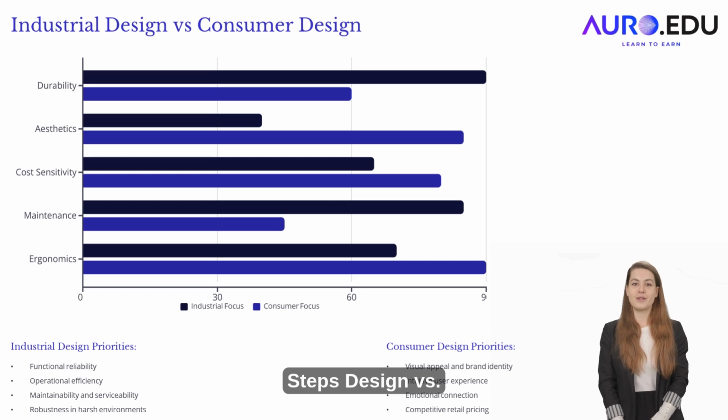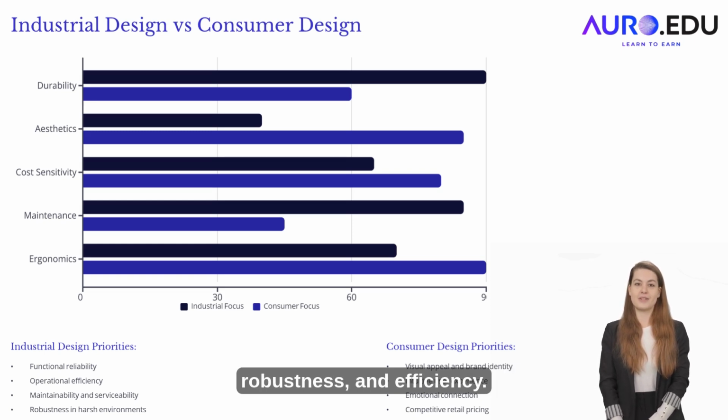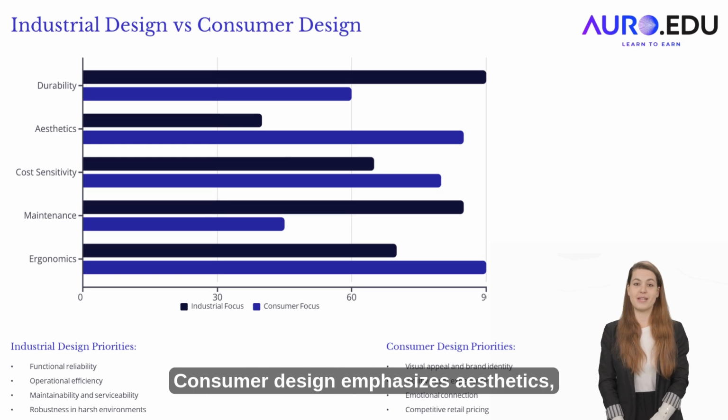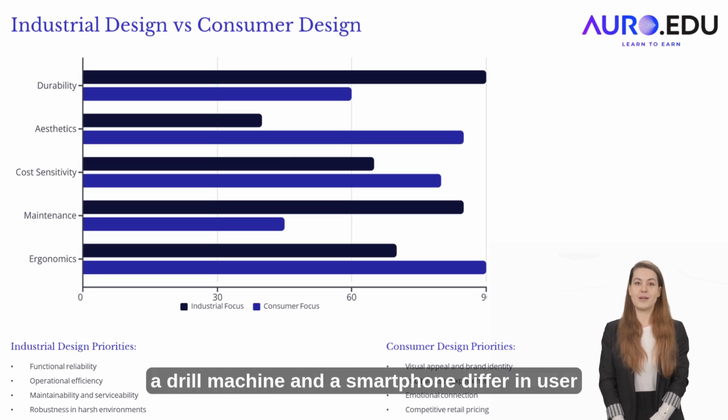13. Industrial design versus consumer design. Industrial design focuses on function, robustness, and efficiency. Consumer design emphasizes aesthetics, ergonomics, and emotional appeal. For example, a drill machine and a smartphone differ in user priorities, even if both use similar mechanical principles.